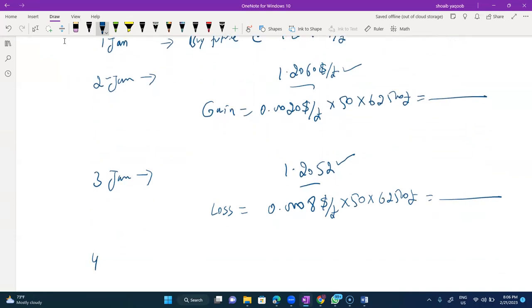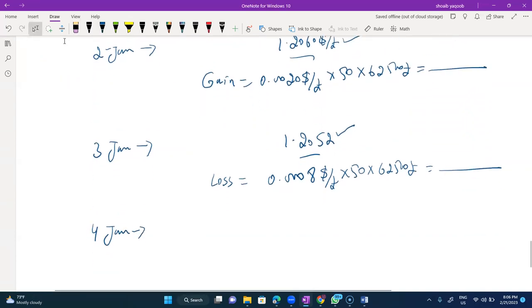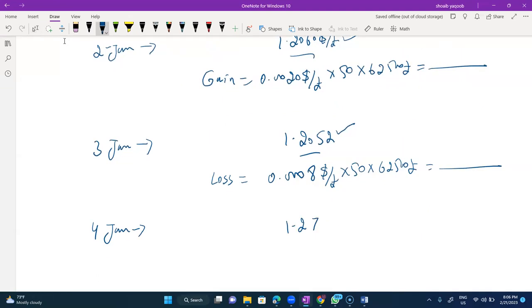Let's suppose there is a 4th January as well. On 4th January, market moves to 2070. You bought at 2052. Now market moves to 2070. Again, 0.0018 into 50 into 62,500.